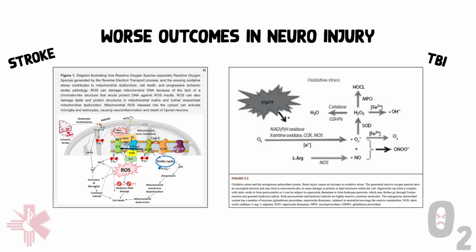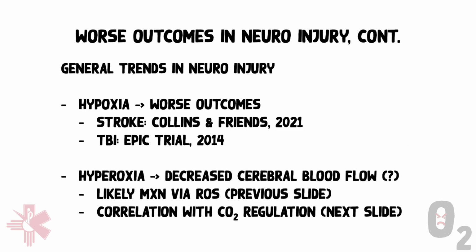All right, next thing on our list to discuss is worse outcomes in neurologic injury with the use of supplemental oxygen. Now, neurologic injury includes both stroke and traumatic brain injury. And the idea is that those reactive oxygen species that we've been talking about all along can cause further injury, worse outcomes, or secondary damage in either one of these cases, either stroke or traumatic brain injury. Now, that said, it does get a little bit more complicated than that.